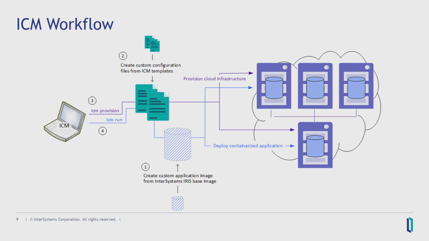Anytime you need to declaratively make changes to your instances, you version your configuration files, make your change, run ICM run again. It applies those new files, spins up new containers running the new versions. So it's really in line with this DevOps approach.